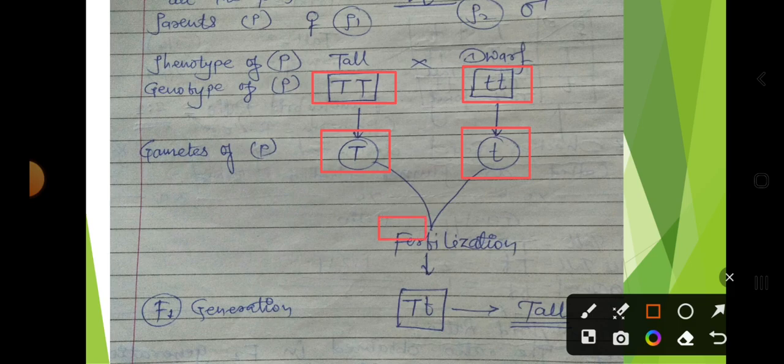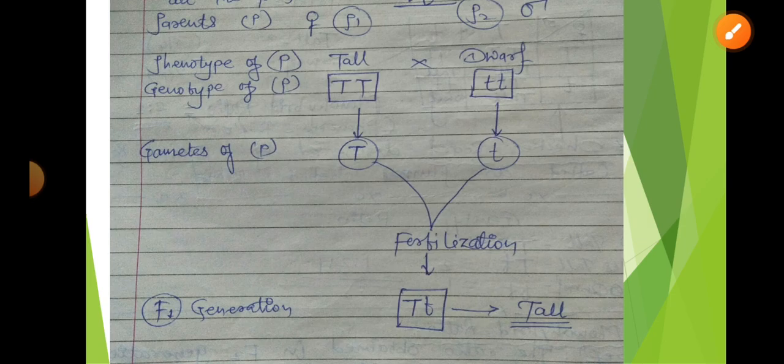Due to the fusion of those two gametes, the F1 generation is all tall plants, because the dominant allele, capital T, masks the expression of the recessive allele, small t. This condition is called heterozygous condition, and in heterozygous condition the dominant allele always shows its phenotypic character.